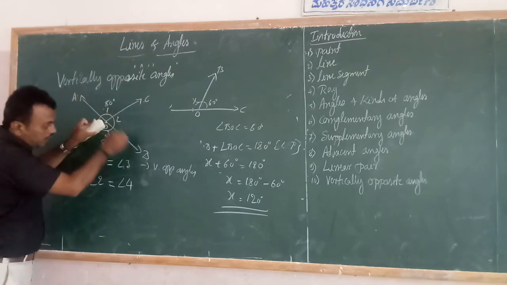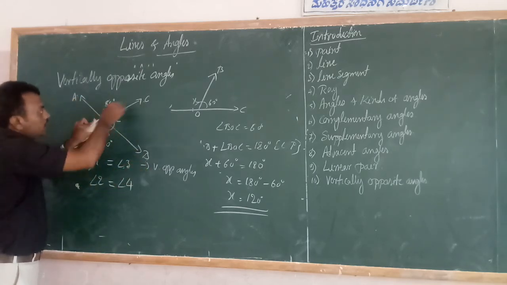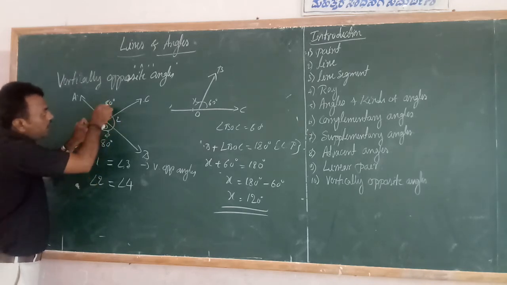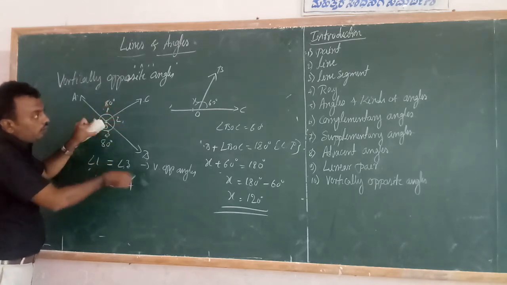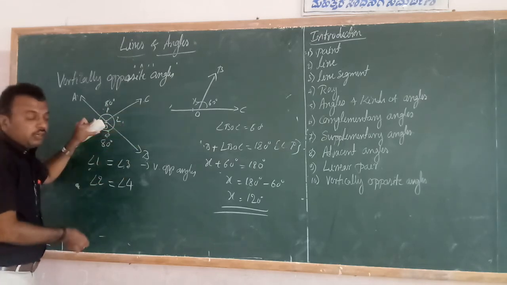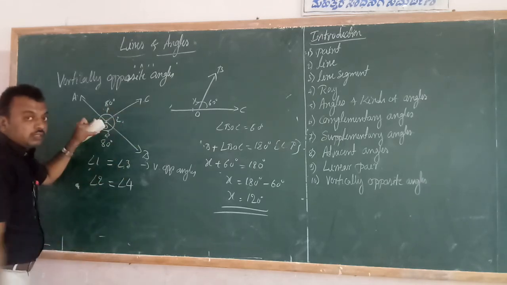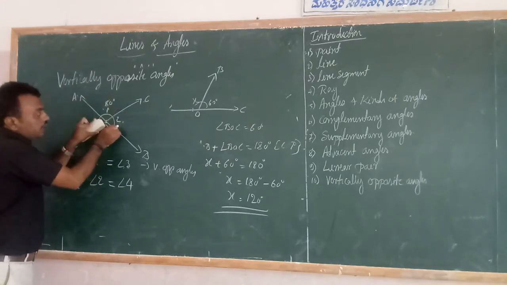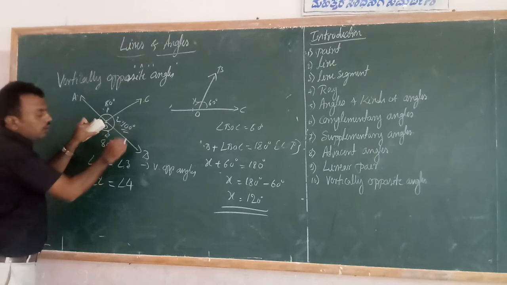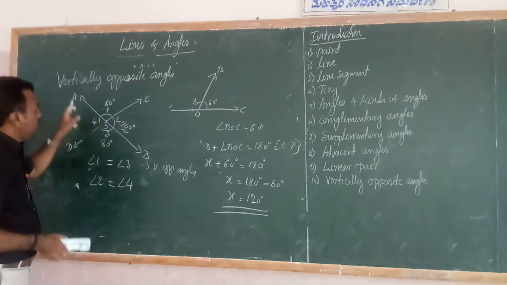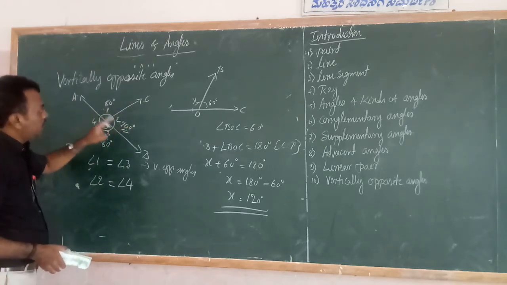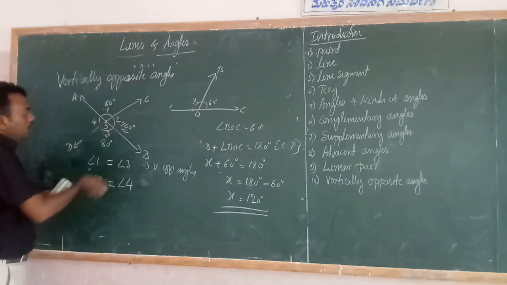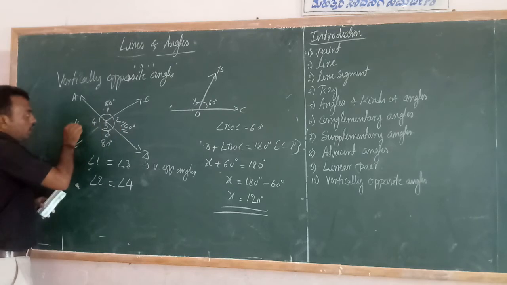AOB is a straight line. And OC is standing on the straight line AB. That's why it forms a linear pair. Angles 1 and 2, what kind of pair? Linear pair. So the sum of the linear pair is equal to how many degrees? 180 degree. So suppose AOC is 80 degree, then BOC is equal to 100 degree. Angle 2 is 100 degree. Angle 4 is also 100 degree.